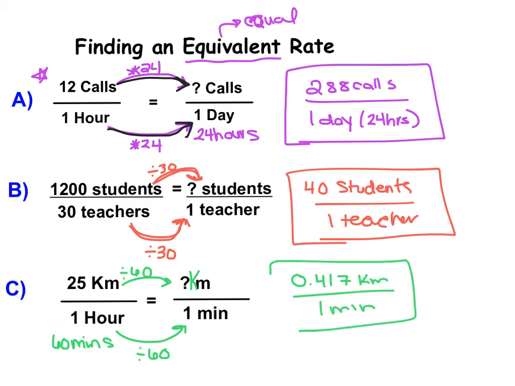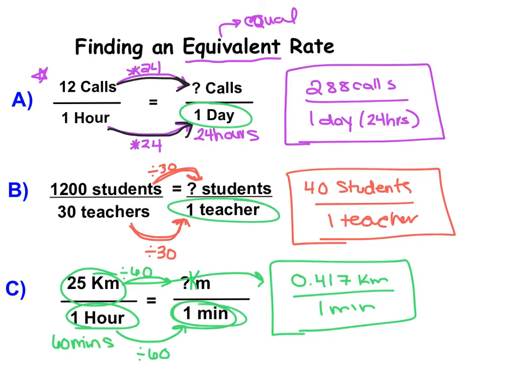Now that might seem a little weird, but if you realistically think of it, you travel 25 kilometers in 1 hour, which means that you're going to travel less than half a kilometer in a minute. That would make sense because an hour is quite a bit longer than a minute. So we have to take those 25 kilometers and divide them evenly among the 60 minutes that we have in that hour to figure out how far we traveled in 1 minute. So all of this is a lot about using your logic and your common sense to figure out how do I make it equivalent to this new situation of 1 day, 1 teacher, or 1 minute.